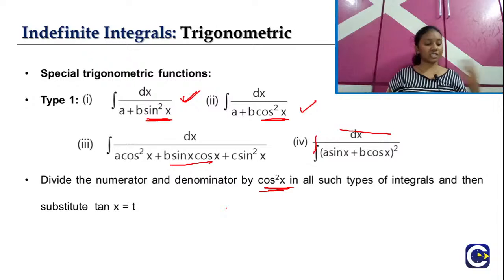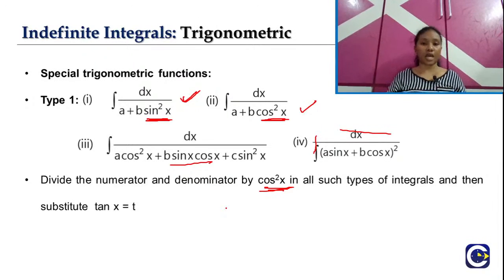Someone has suggested we can use the cos square formula. Yeah, it's up to you. You can use that also, because in trigonometry we have seen our formulas, so you can apply that, but there might be a chance it will be a bit lengthy, or sometimes we cannot get the answer. So, this is type 1.